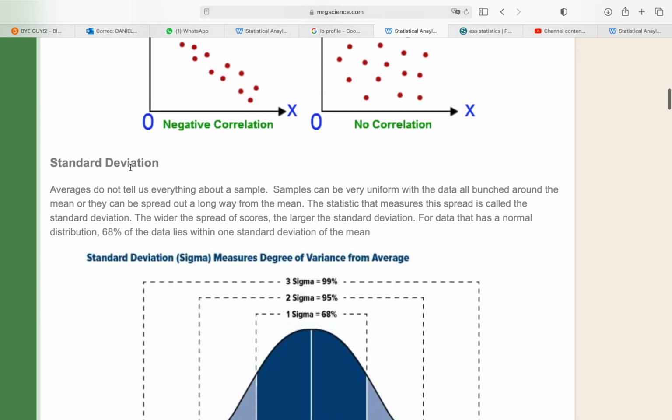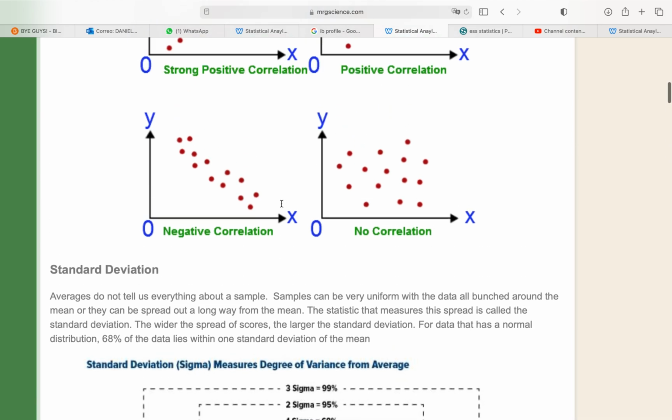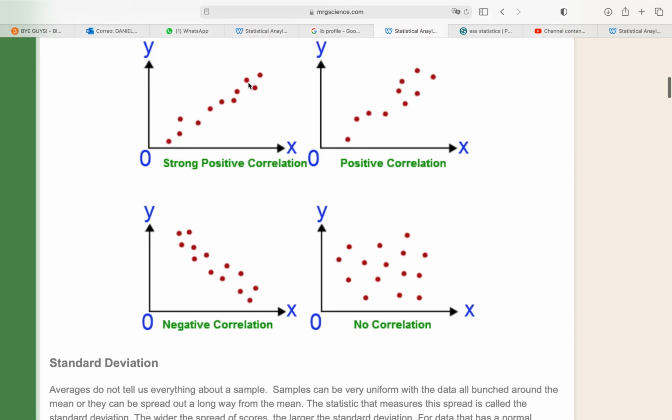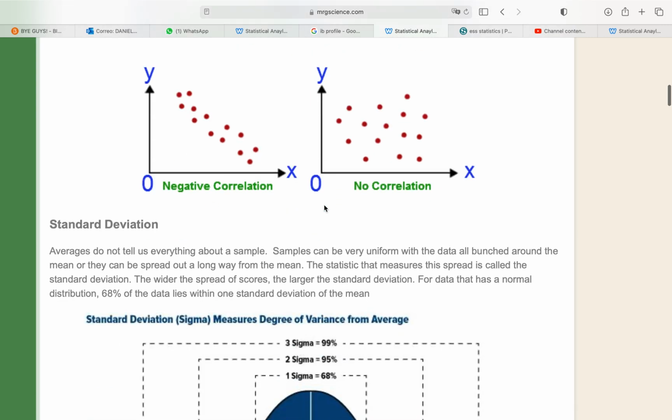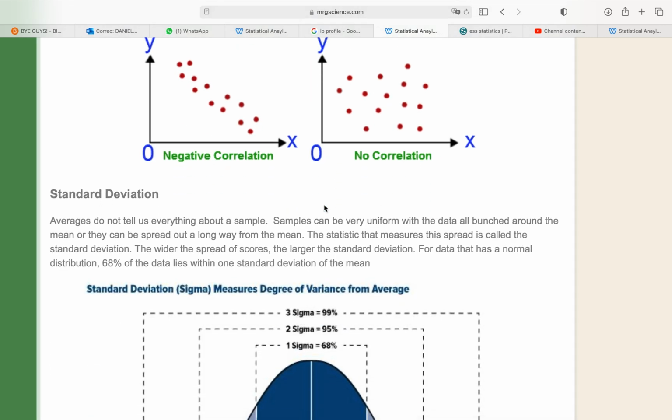Then we have a standard deviation, and it says averages don't tell us everything about a sample. When we talk about average, we are talking about the mean, right? Samples can be very uniform with the data all bunched around the mean, or they can spread out away from the mean. So this is the mean here. If they spread, we have points far from the mean. That is part of this standard deviation.